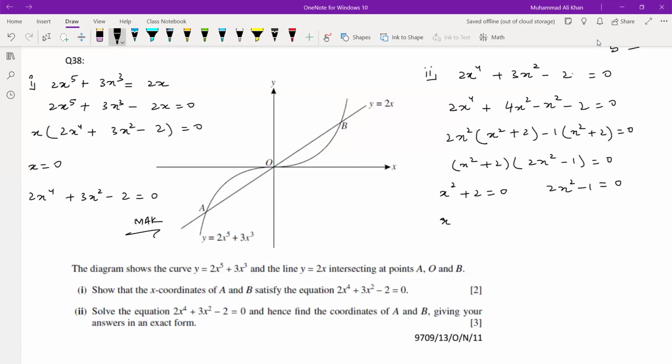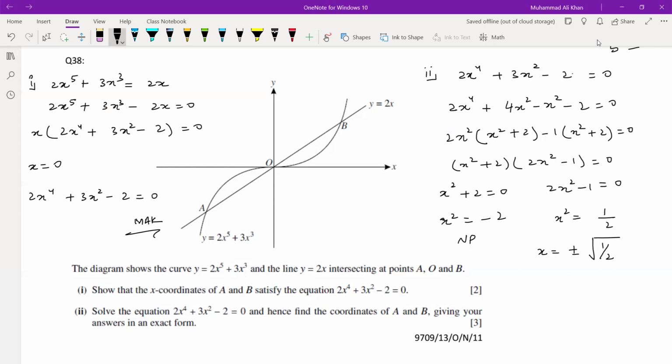For this, x squared equals minus 2. Square root of a negative is not possible, but here x squared equals 1 upon 2. Therefore, what are the values of x? Plus or minus under root 1 upon 2. Solve the equation and hence find the coordinates of A and B. We need to calculate the coordinates of A and B.